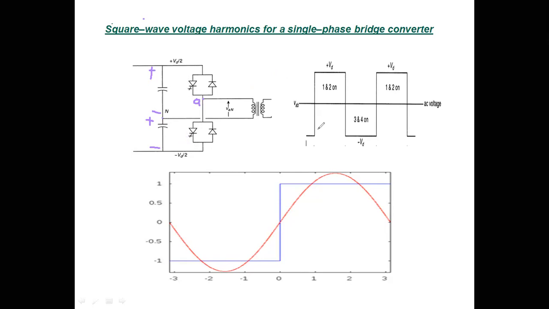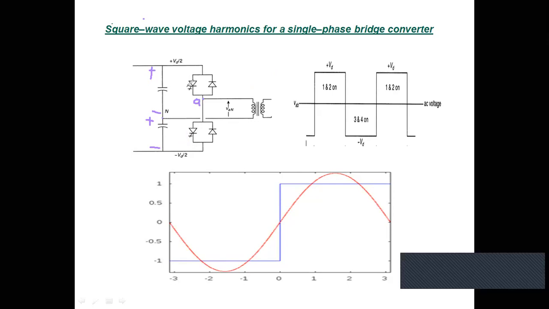Whenever this turn off device is on, which is on the upper side, then you get the positive voltage. That's all, nothing more than that. See, whenever this one is on, then you will get the positive voltage.